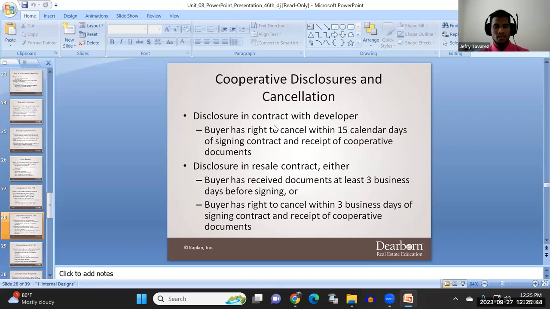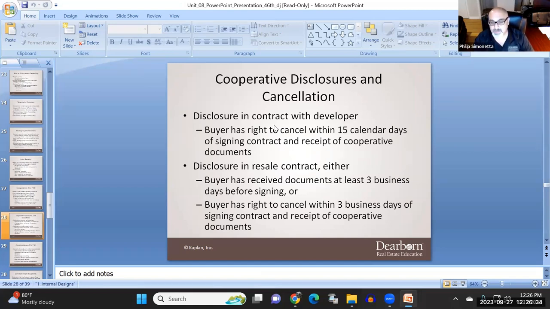When you buy a co-op from a developer, the buyer has a right to cancel within 15 calendar days of signing the contract and receipt of cooperative documents. You sign the contract, but that 15-day period does not start until they give you the docs to review. That's all the rules and regulations, like whether you can have a dog. So if you get the contract today and you don't get the documents till next week, the 15 days doesn't start till next week. If you get the contract and the docs the same day, it starts the same day.